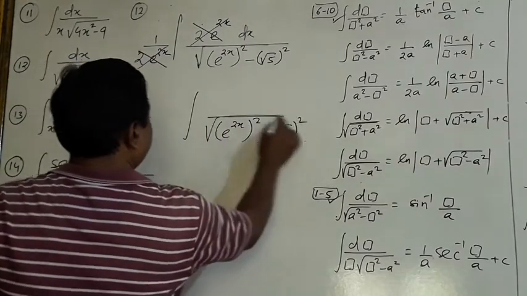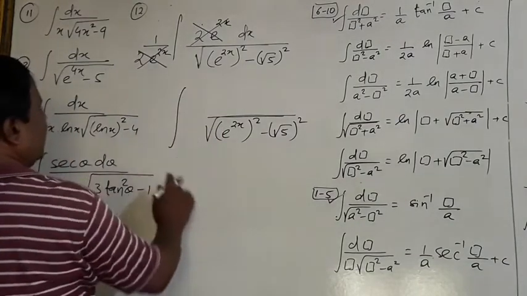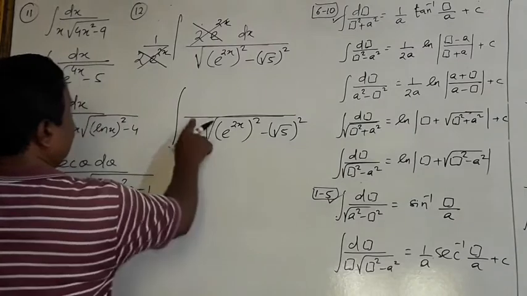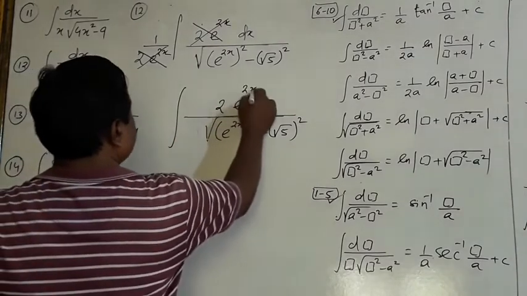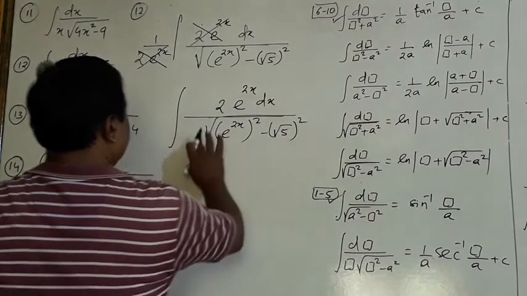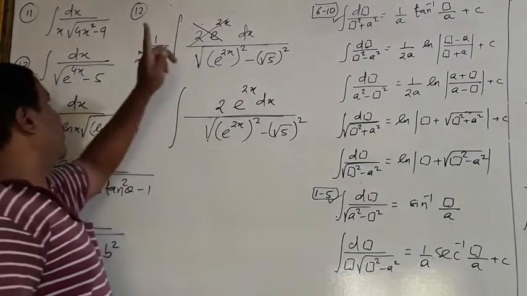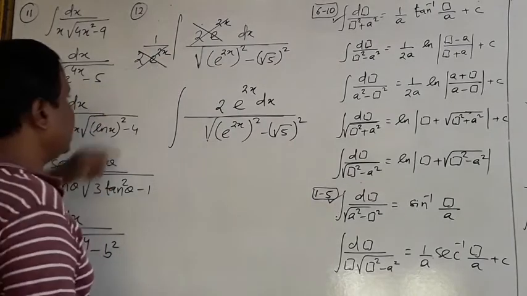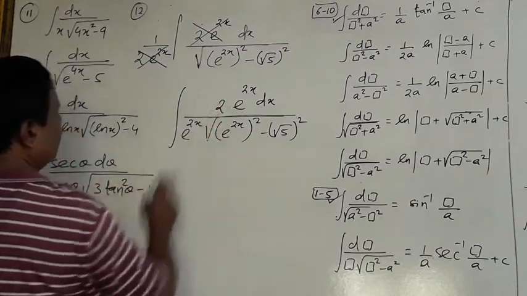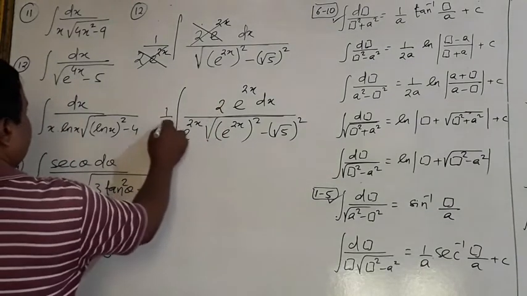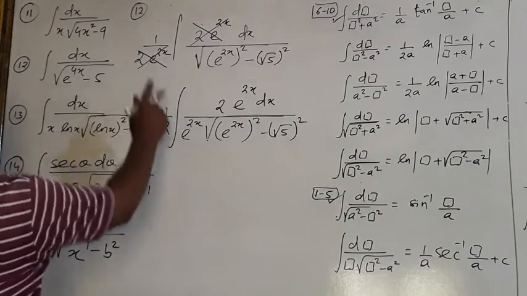Inside the root, tell me, what is its derivative? The derivative of e to the power 2x is 2e to the power 2x dx. Now tell me, as e to the power 2x is a variable, you cannot put it outside, so keep it inside. But 2 is a constant. You can write it here. Mind it, this is a very important thing. You have to remember it.